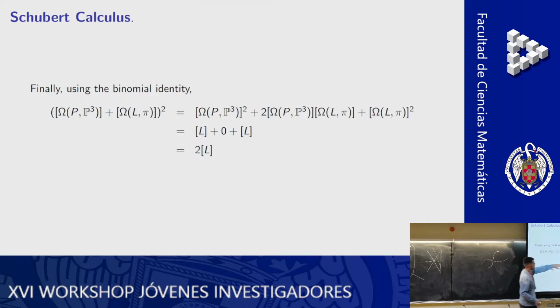So finally, using the binomial identity, we get this. This represents the line through two different points, so that's only one line. This represents the lines that go through a point and are inside a plane. But the plane and the point are in general position, and the expected position for a general point and plane is that the point is not inside the plane. So that gives zero lines. And this is the lines contained within the intersection of two planes, so that's only one line. So L plus L, 2L. That's the solution to the problem.